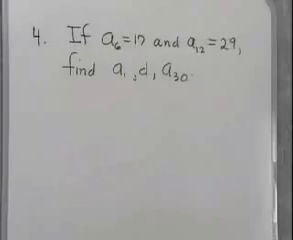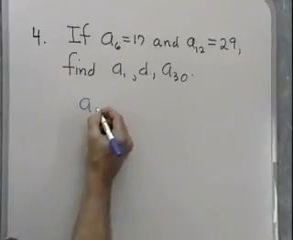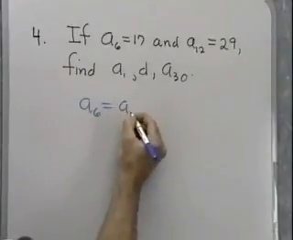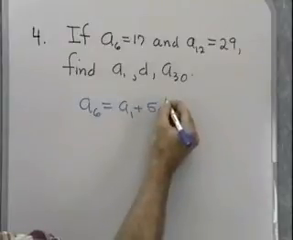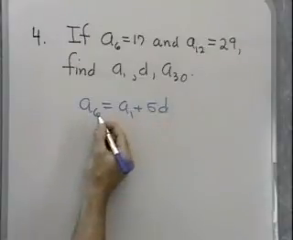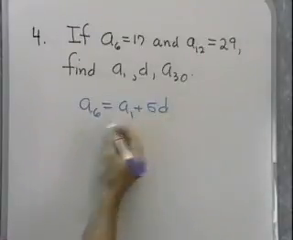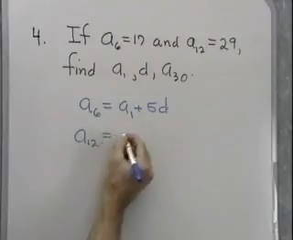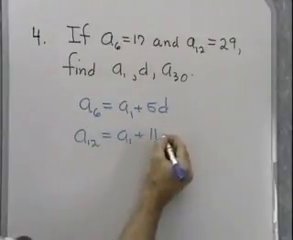Okay, let's go to another problem in which we're given a couple of terms in a sequence and asked for some other information. Here it is. Problem number 4. A sub 6 is equal to 17, and a sub 12 is equal to 29. Can we find a sub 1, d, and a sub 30? Well, let's see. A sub 6 is the first term, a1, plus 5 times d. So 5 times d, this is the n minus 1. If n is equal to 6, n minus 1 is equal to 5. And then a sub 12, that's equal to a1 plus 11 times d.